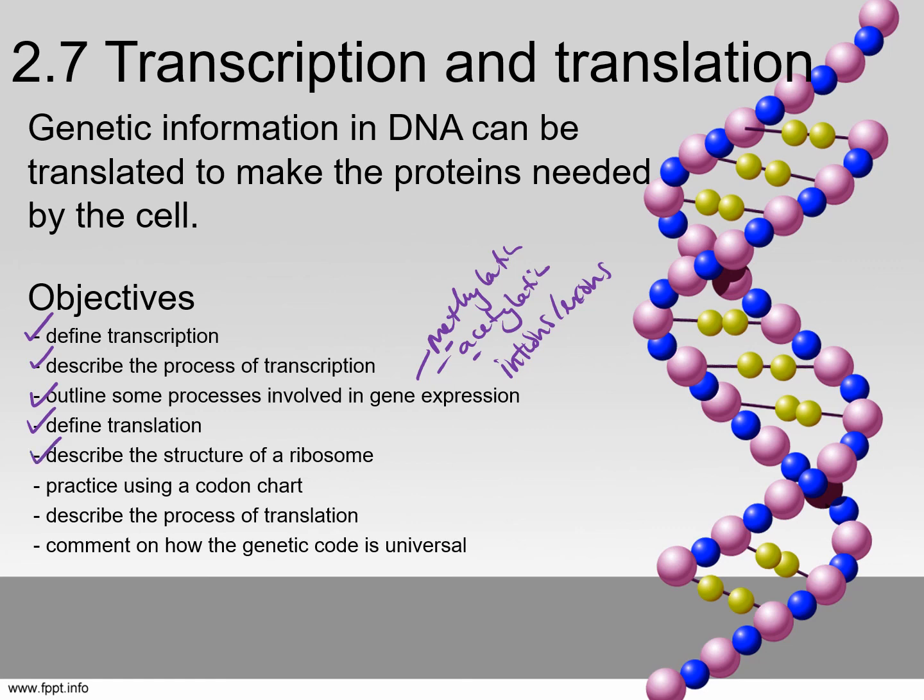We talked about the structure of the ribosome, large subunit, small subunit, ribosomal RNA and protein. We used our codon chart. We described how translation happened, those EPA sites, and then super shortly talked about how the genetic code is universal.